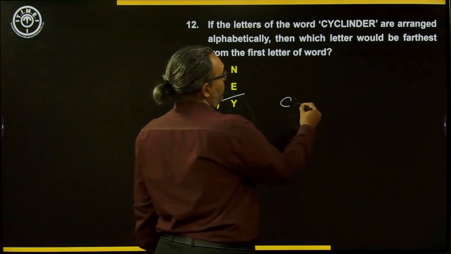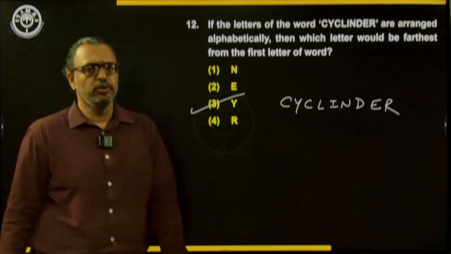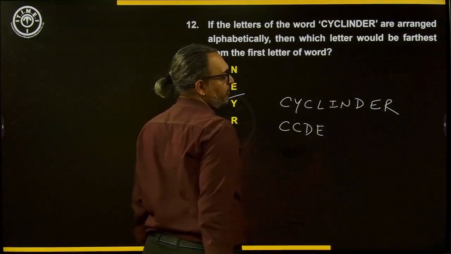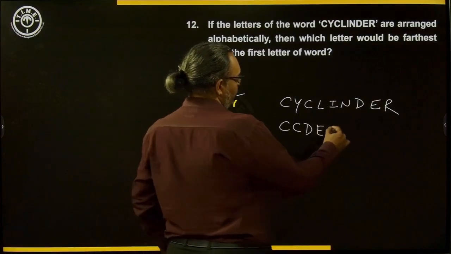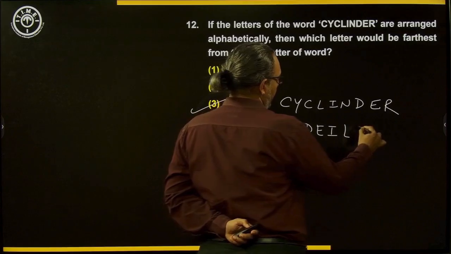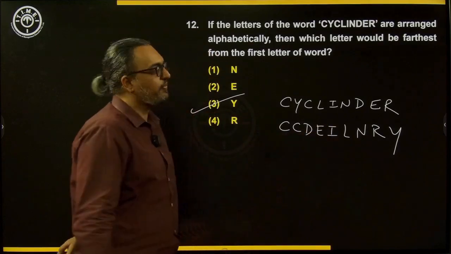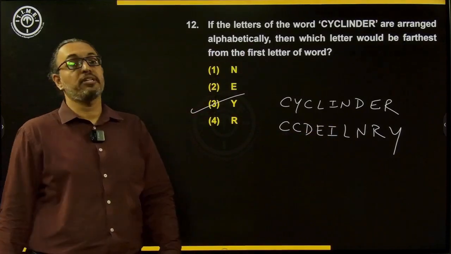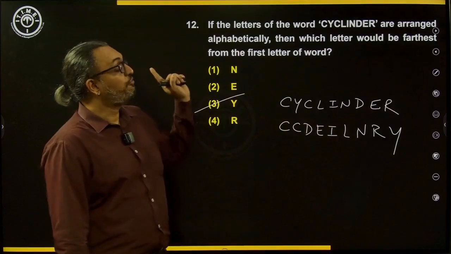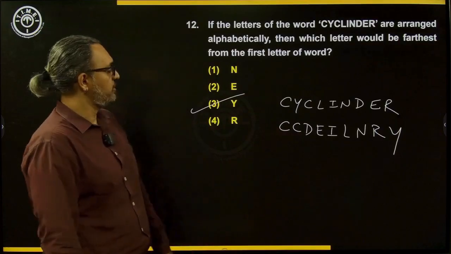You have C, Y, L, I, N, D, E, R. You can do this orally. Once you know what it is, how it is, you can do this orally. But if you arrange them alphabetically, we have C, C, D, E, I, L, N, R, and Y. So this is the alphabetical. So which is the farthest? Okay, he said which letter would be the farthest from the first letter. He's not asking which is the last letter. He says which is the farthest after you place them alphabetically. So Y is the farthest. So Y is my answer. Correct?